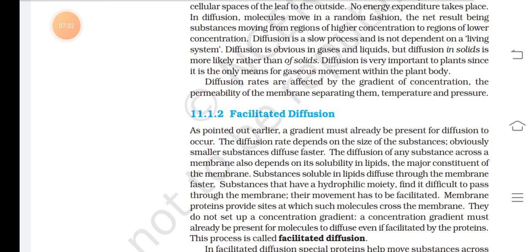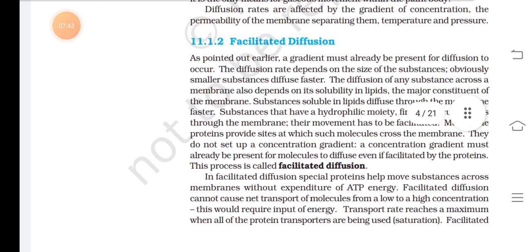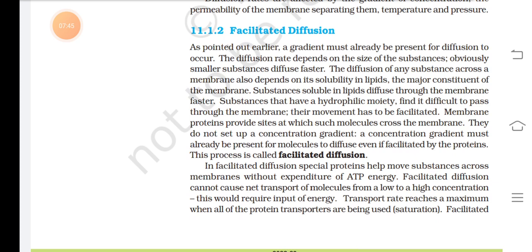Diffusion rates are affected by the gradient of concentration, the permeability of the membrane separating them, temperature and pressure. 11.1.2 Facilitated diffusion. As pointed out earlier, a gradient must already be present for diffusion to occur. The diffusion rate depends on the size of the substance. Obviously, smaller substances diffuse faster.